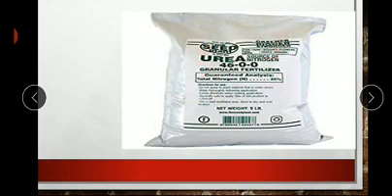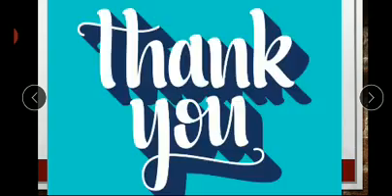Urea, this is used basically as a fertilizer, as a source of nitrogen. So these are all the fertilizers used for the growth of the plants.